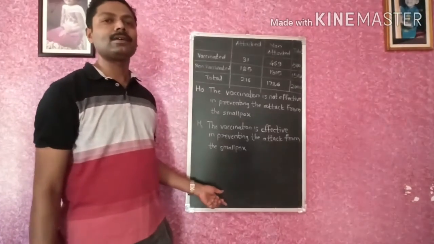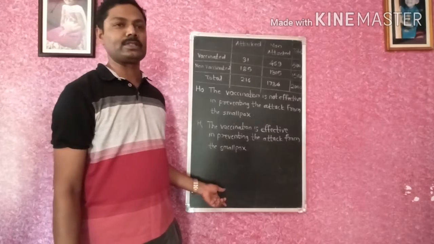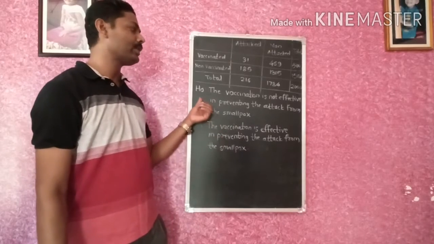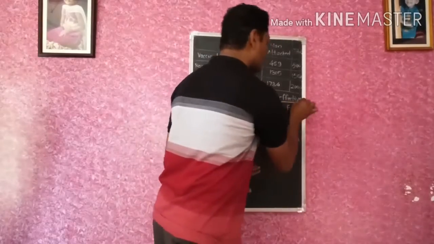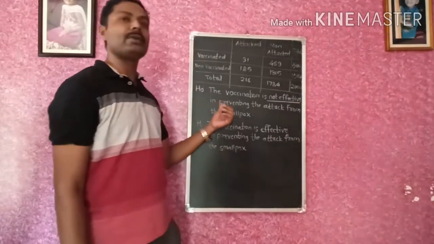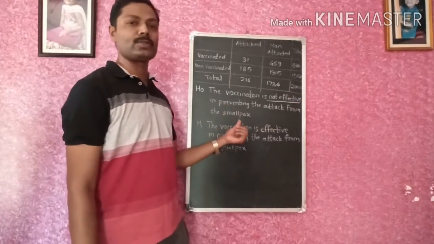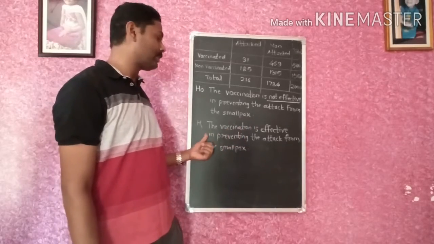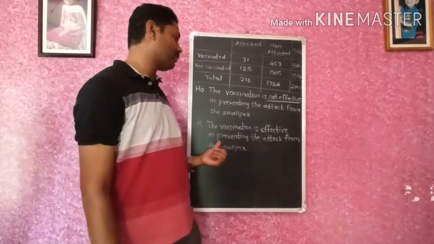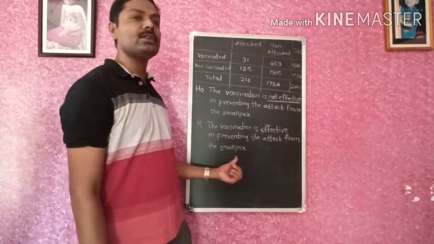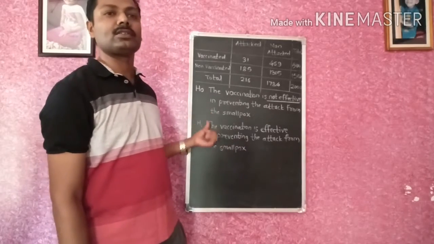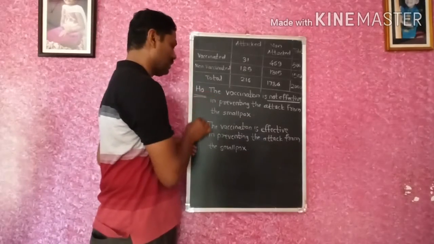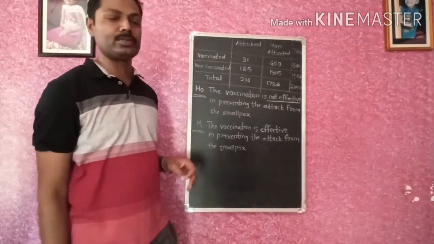We have to set the null hypothesis and alternative hypothesis. The null hypothesis will be that the vaccination is not effective in preventing the attack from smallpox, and the alternative hypothesis will be that the vaccination is effective in preventing the attack from smallpox. These two are opposite to each other. This is our null hypothesis and this is our alternative hypothesis.